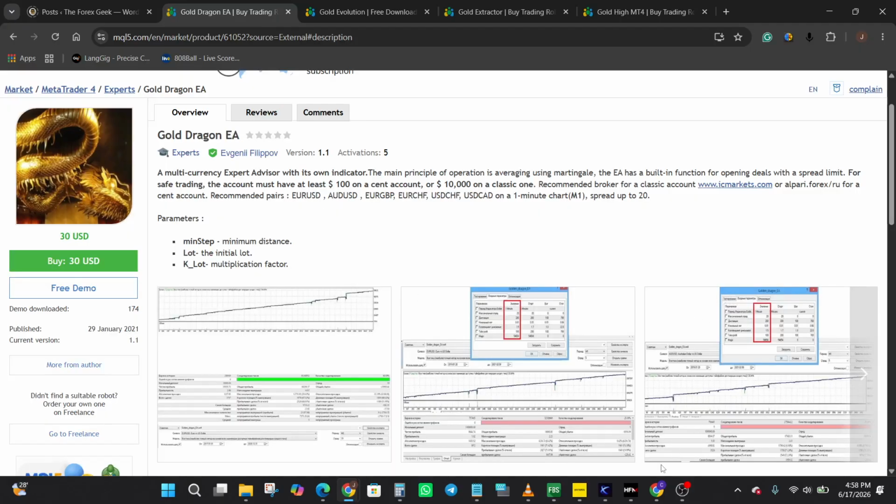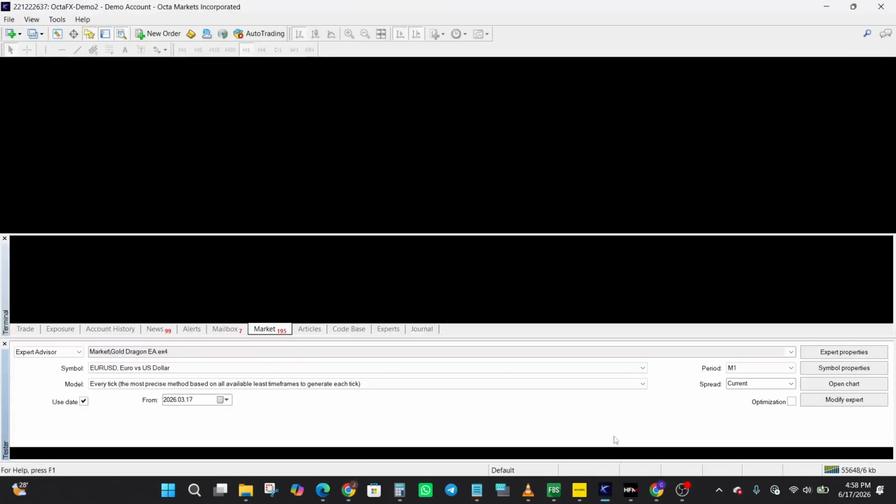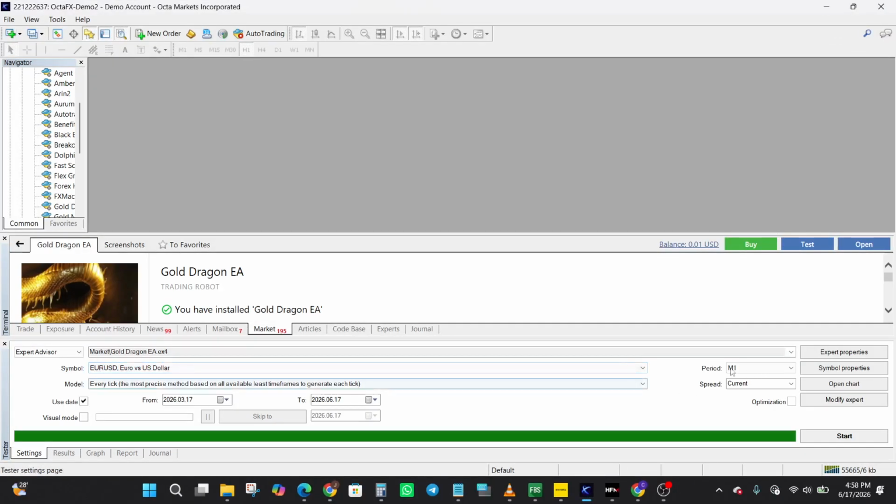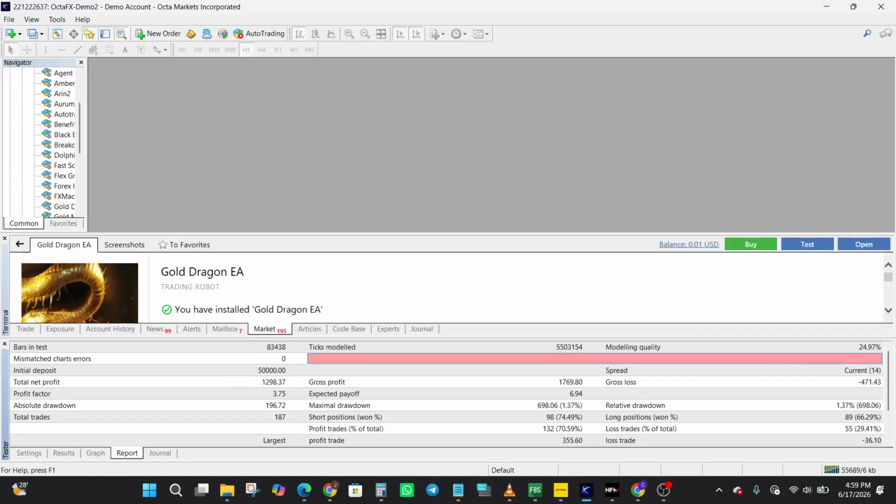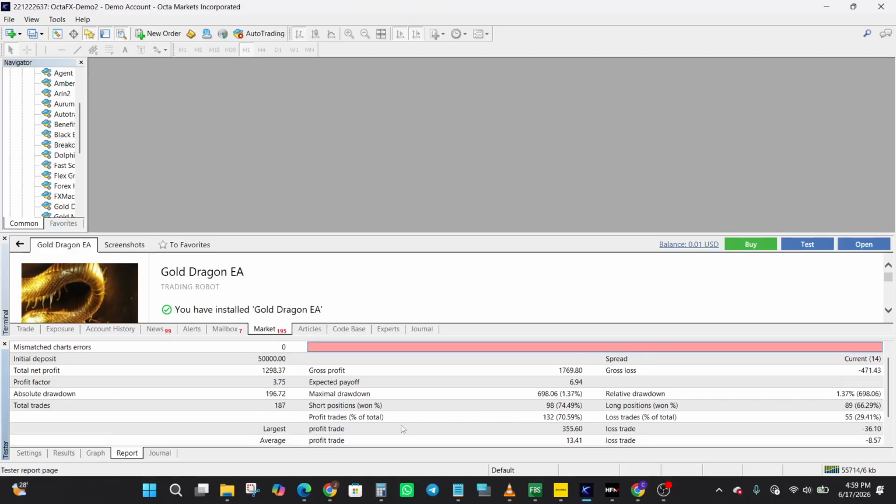Let's head over to our strategy tester right away and see how this expert advisor behaved. Let's see how the Gold Dragon EA behaved on Euro USD on the M1 time frame over the past 3 months. We are testing it on one of the recommended pairs and the recommended time frame. From an initial deposit of $50,000, the total net profit was 1,298.37, and the total number of trades taken were 187, out of which 132 were profitable. That gave us a 70.59% win rate.